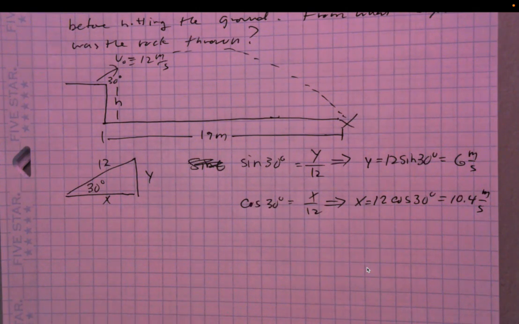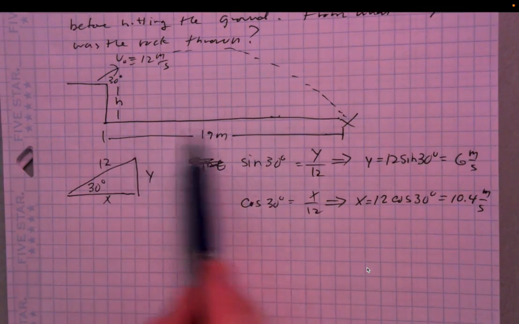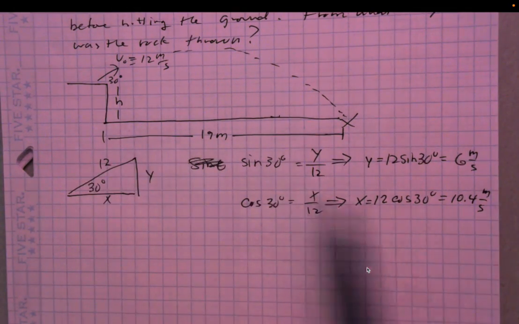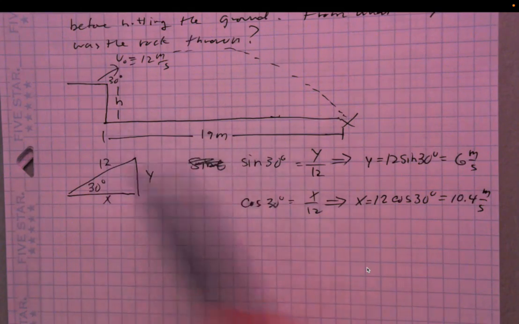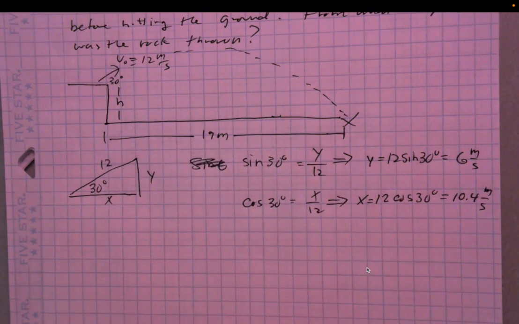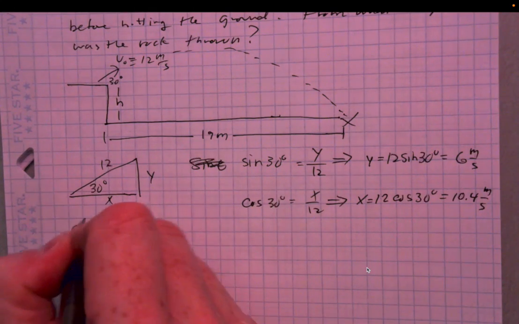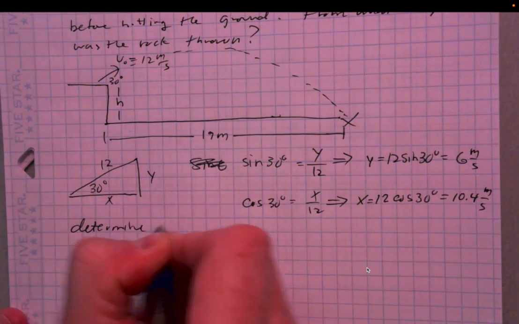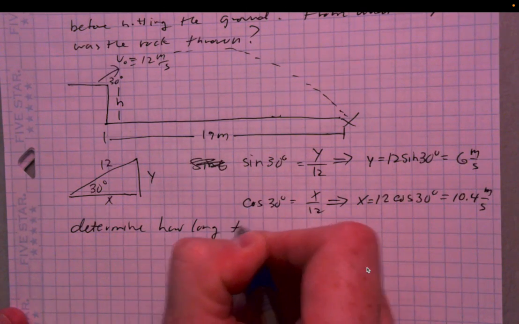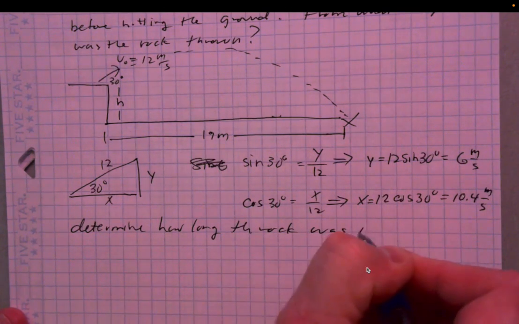All right, and so remember, we're trying to figure out how high the ball was thrown from. We don't have enough information to just directly calculate this. So what we need to do next is figure out the flight time. How long was the rock in the air? We know the distance it traveled, and we know the velocity in the x direction, and given those two things, we can figure out how long it must have been in the air, right? So the next step is to determine how long the rock was in the air.